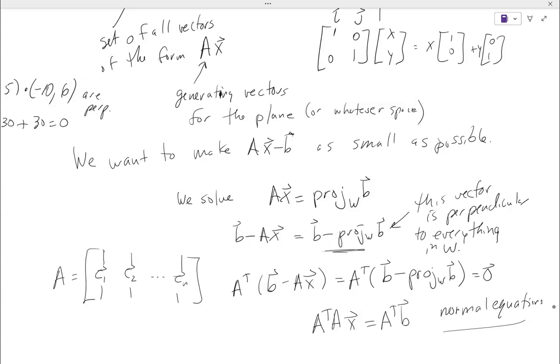Good news is that as long as your system is not stupid, you'll be able to do that. And what do I mean by not stupid? Well, first remember that if we're doing least squares, think about back to my original picture.